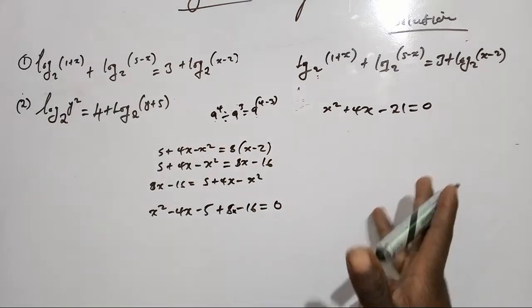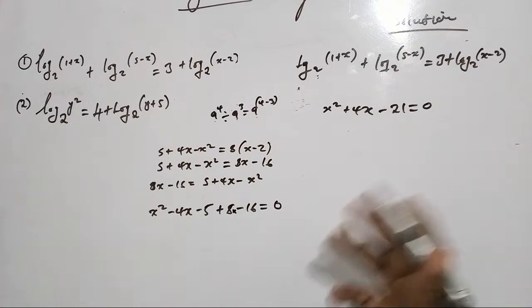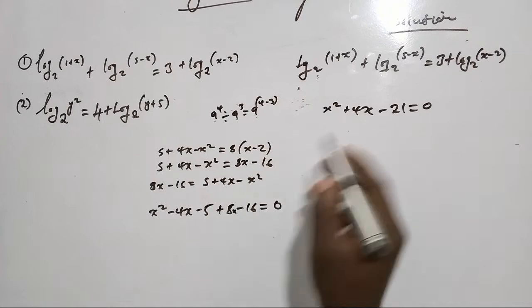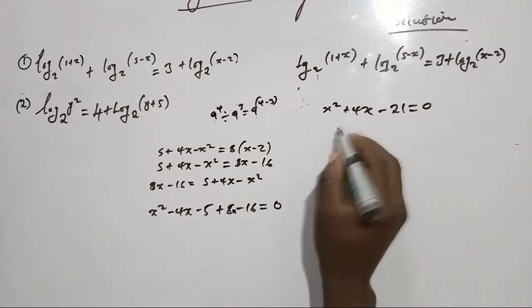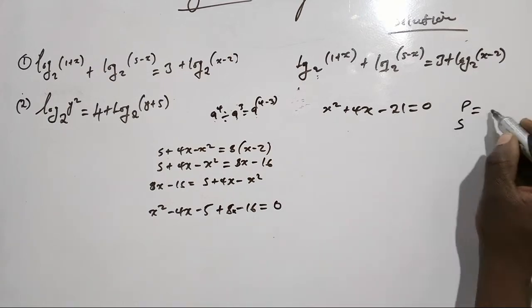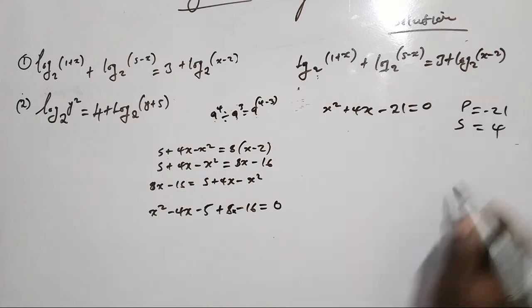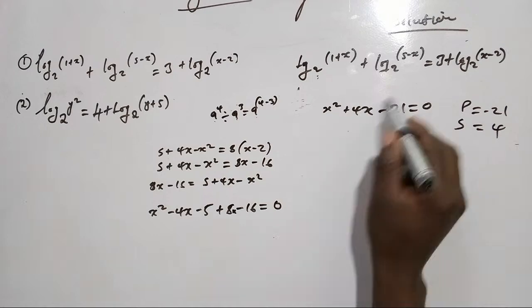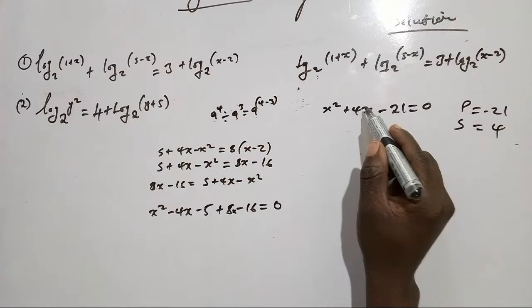You can solve either by factorization, by formula, or completing the square, but here we are going to solve it using factorization. So let's go. We're going to look for product and sum. The product is minus 21, and the sum is 4. So we are going to look for two numbers that when you multiply, you get minus 21, and when you add, you get 4.